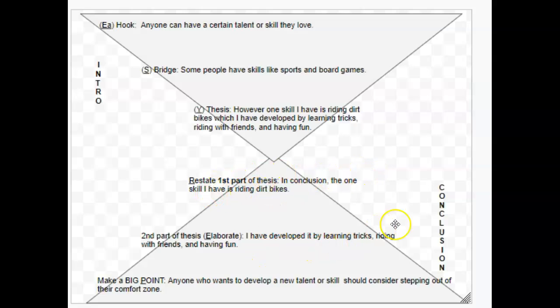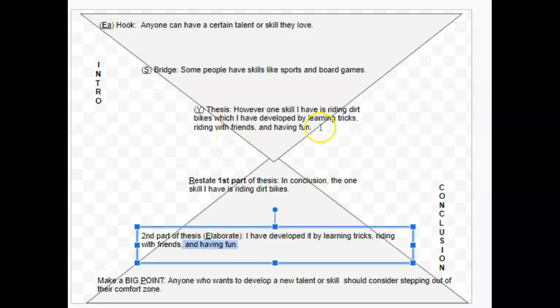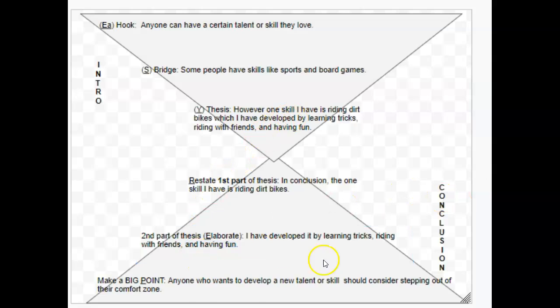I have developed it by learning tricks, riding with friends, and having fun, and I will say that this needs to have a use on it. I use it too because that was the prompt. Anyone who wants to develop a new talent or skill should consider stepping out of their comfort zone. Okay.